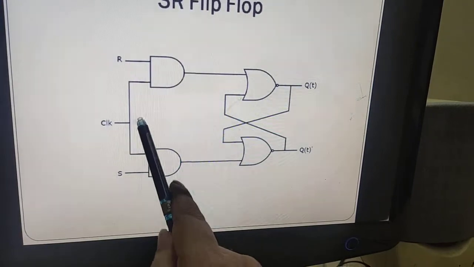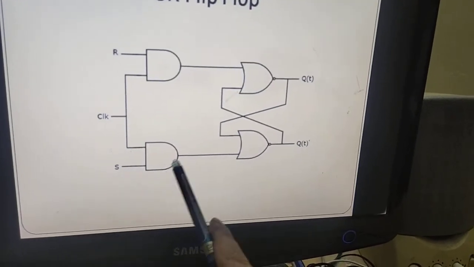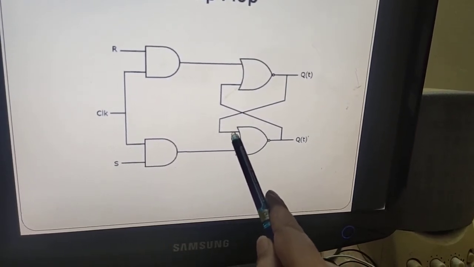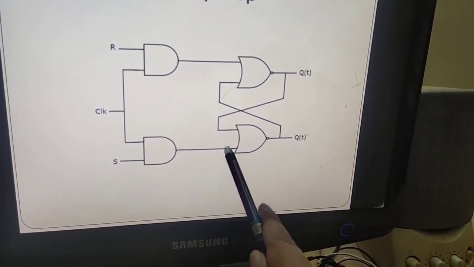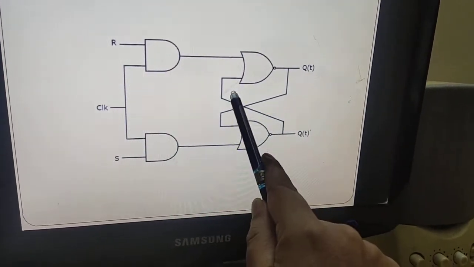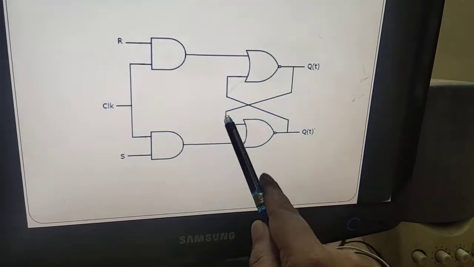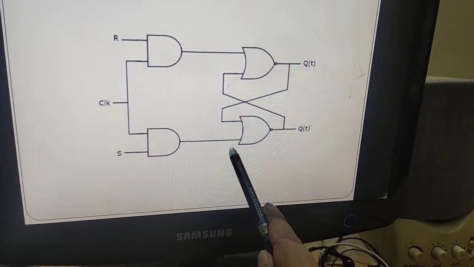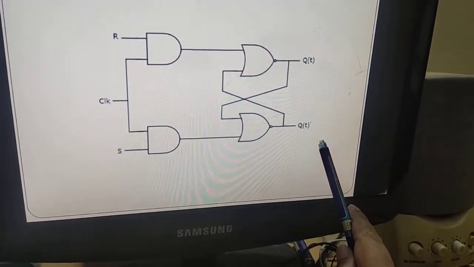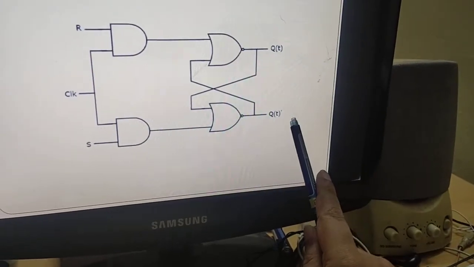So this is 1, this is 1, which means the output will be 1 here, and here the output will be 0. Here I am taking the previous output as 0, and here I am taking the output as 1, so 1 and 1. For the NOR gate, 1 and 1 means it will be 0. So this becomes 0, and this 0 comes here, 0 plus 0, and this becomes 1. So when S is equal to 0, R is equal to 1, Q is equal to 0, which means Q bar of t is equal to 1.